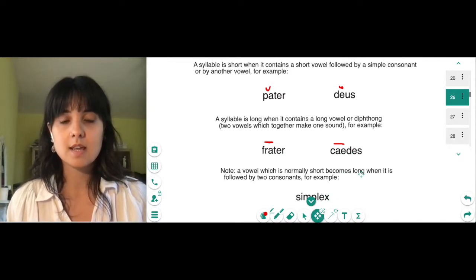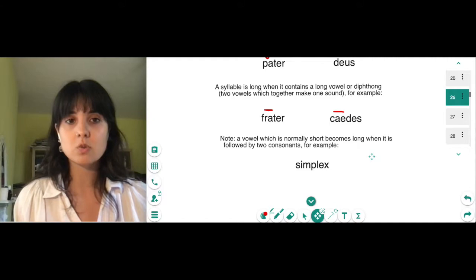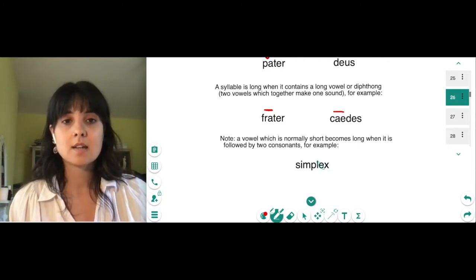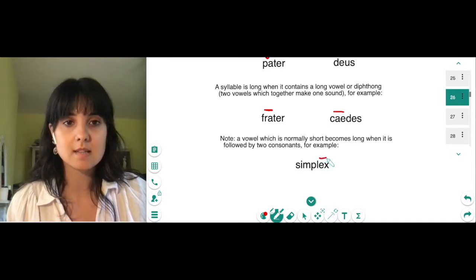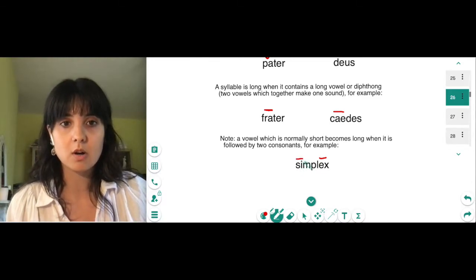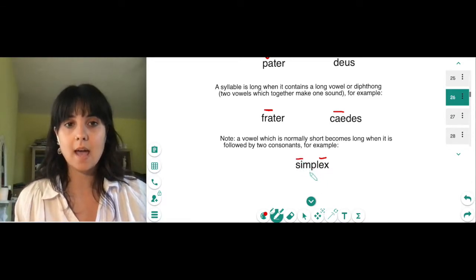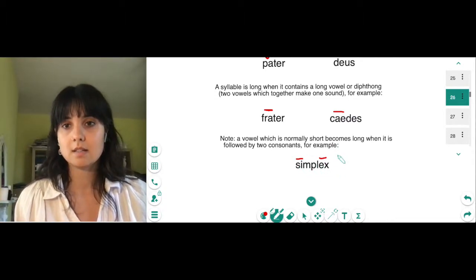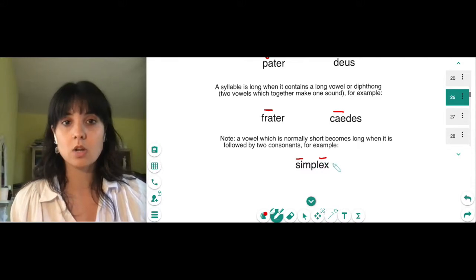One thing to note is a vowel which is normally short can become long when it's followed by two consonants. So this example here, we have simplex. Now the e in simplex is naturally long, and the i here also becomes long because of the three consonants m, p, and l which follow it. So simplex naturally then has two long syllables.